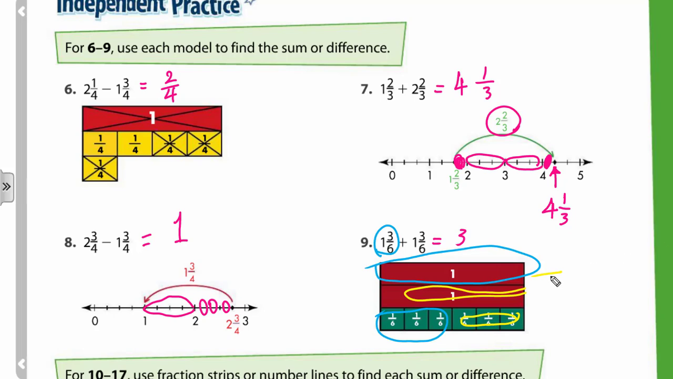Okay, I will use another color. This is 1. And here another 1. And here 6 sectors, which is equal to a whole 1. So it is 1 plus 1 plus 1 equals 3. Thank you, my hero. Great work.